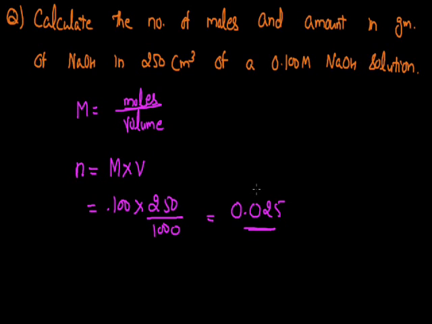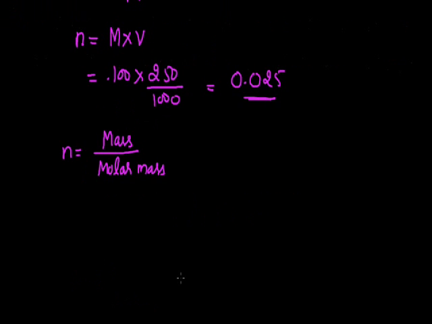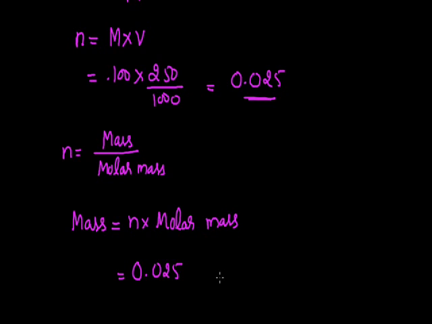Now the next part of this question is we are to calculate the amount in gram. As we know, moles is equal to mass of the substance divided by molar mass of the substance. Since here we are to calculate the mass of the substance, this mass will be equal to moles multiplied with the molar mass of the substance. The moles of the substance we have calculated in the very first part is 0.025.